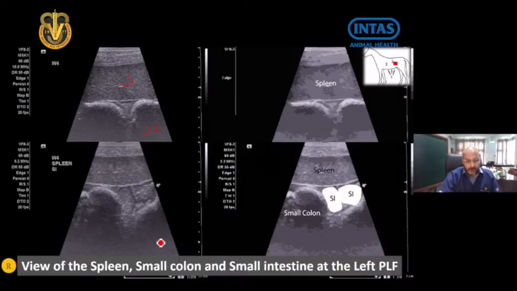This is how it looks. You can see the lumen of the small colon here. These are the small intestinal loops, which you normally find. These are the sonograms, and these are the schematic representations of the sonograms, which I made just to make it clear which structure is where. Now you can see the spleen here, the small intestine here, and the small colon having a larger diameter, on the left paralumbar fossa.